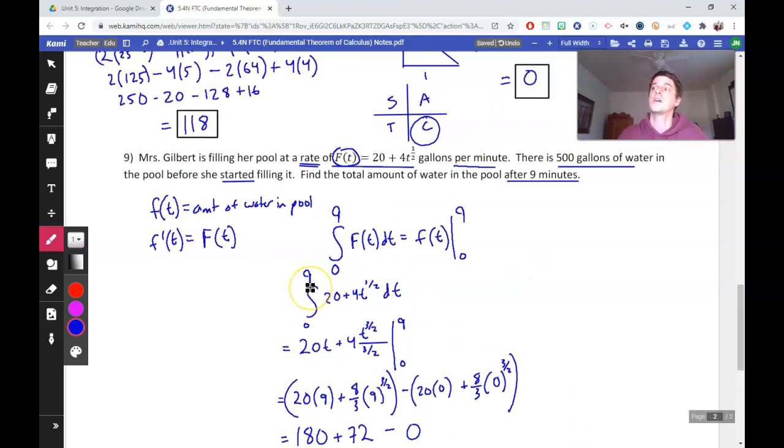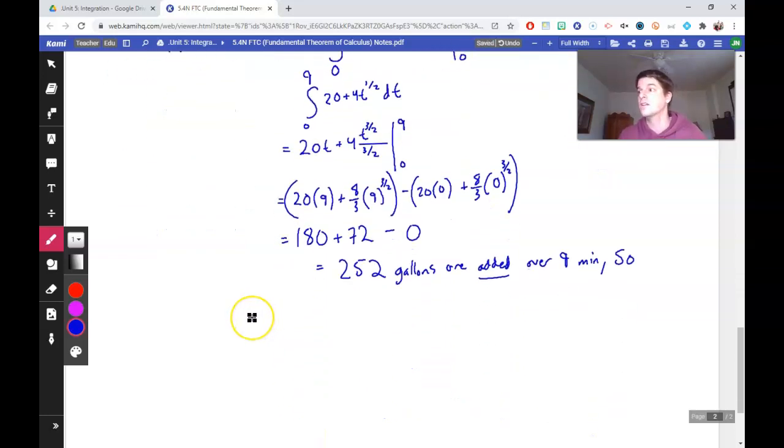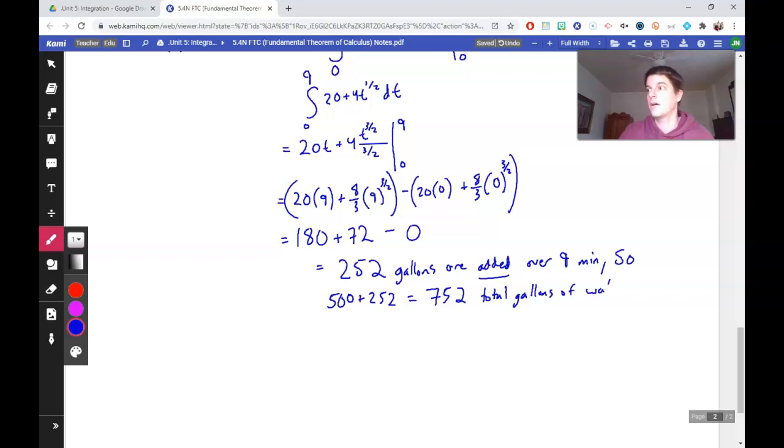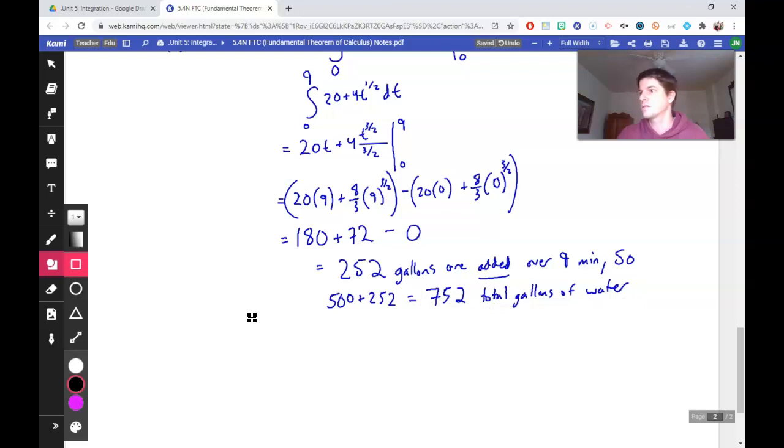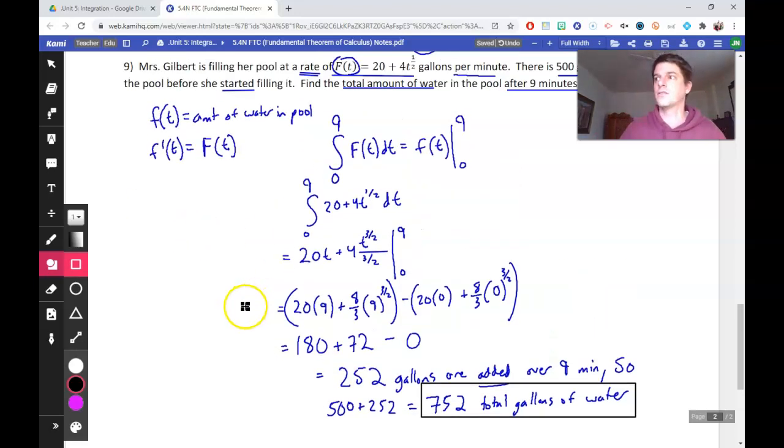So what's the question asking for? It's asking for the total amount of water in the pool. And we have to remember that we started with 500 gallons of water. So 500 plus 252 is equal to 752 total gallons of water. Okay? Let's make that a little nicer. There we go. So the total is 752 gallons of water.